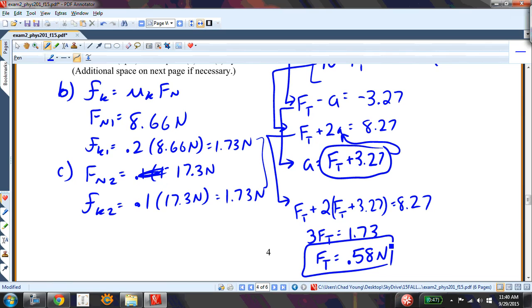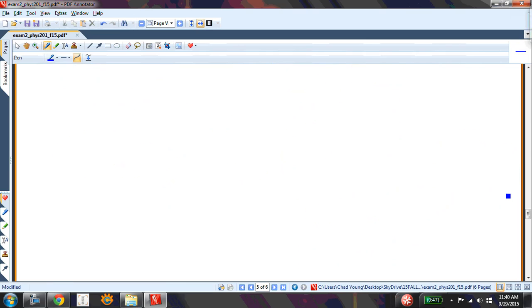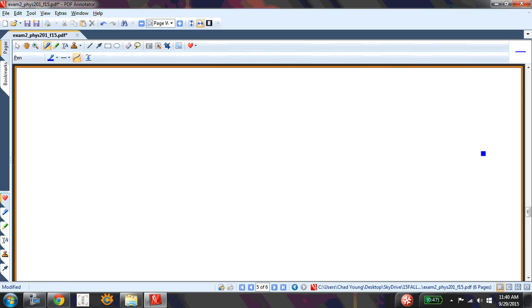And then if I want to find my acceleration, I already have an expression for it. I just plug that in up here, 0.58 plus 3.27, and I get 3.85 meters per second squared. That is my acceleration, and that's the answer. But let me go ahead and do it by Gaussian elimination. So my equations looked like this: Ft minus a equals negative 3.27, and Ft plus 2a equals 8.27.